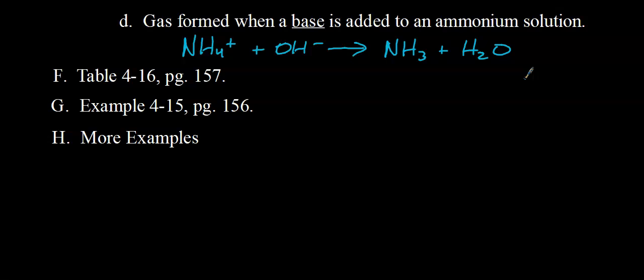All right, turn to 156. Let's look at some examples. What's really important when you're writing chemical equations for a reaction is to identify the type of reaction. So is it a synthesis? Is it single replacement, double replacement, combustion? That way you can predict your products.